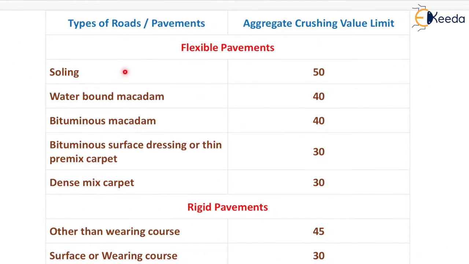Now for solving purposes, the aggregate crushing value limit is 50. For water-bound macadam, the aggregate crushing value will be equal to 40. Similarly for bituminous macadam, 40. For bituminous surface dressing or thin premix carpet, it will be equal to 30. For dense mixed carpet, it will be equal to 30. Now for rigid pavement other than wearing course, the aggregate crushing value will be equal to 45 and for surface or wearing course, it will be equal to 30.